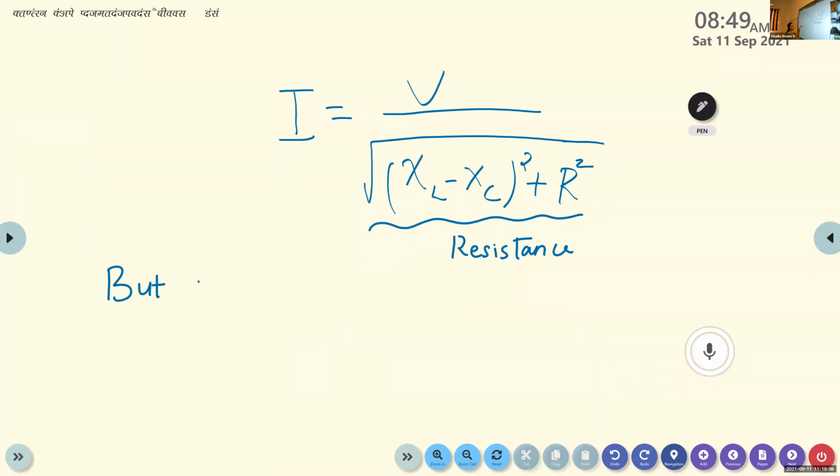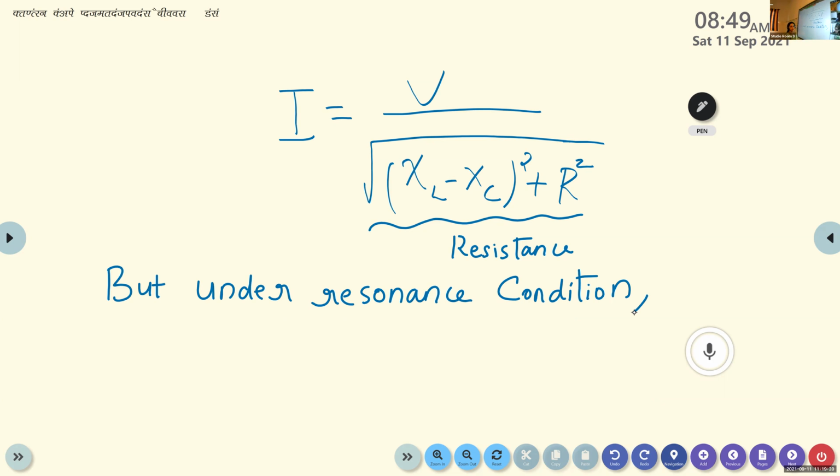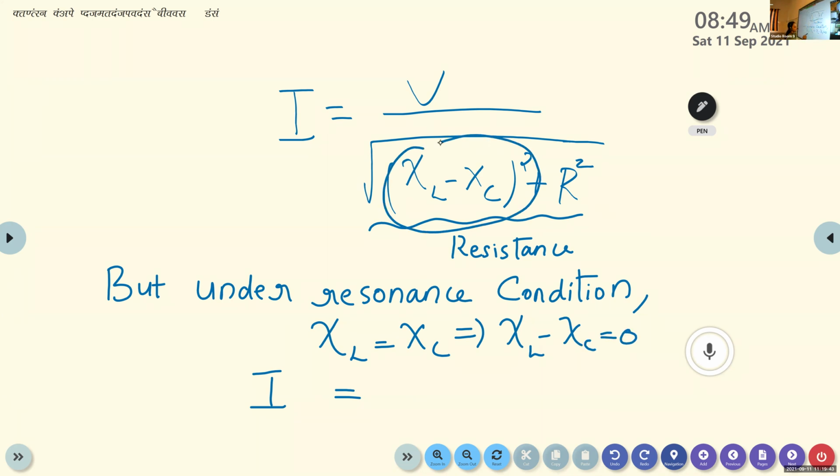But under resonance condition, what is our resonance condition? Yes, X_L is equal to X_C. Then what is the value of current in the LCR circuit? I is equal to... X_L is equal to X_C, which implies X_L minus X_C is equal to 0, right? So the first term cancels. Then we have I is equal to V divided by root of R square, or we can write I is equal to V by R.